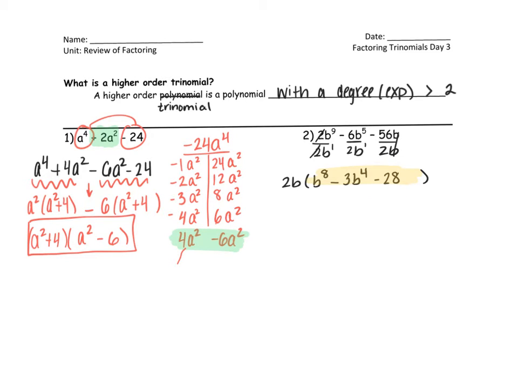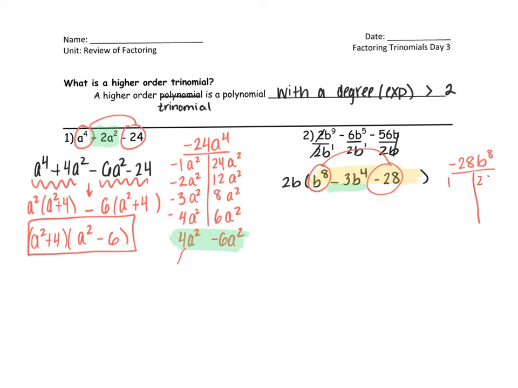So we're going to multiply our first term and our last term. So first and last, and we get negative 28 b to the 8th. And I want the factors of negative 28 that are going to add to this middle term of negative 3b to the 4th. So let's start with the factors.